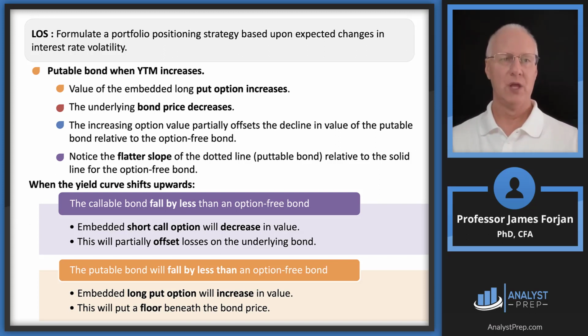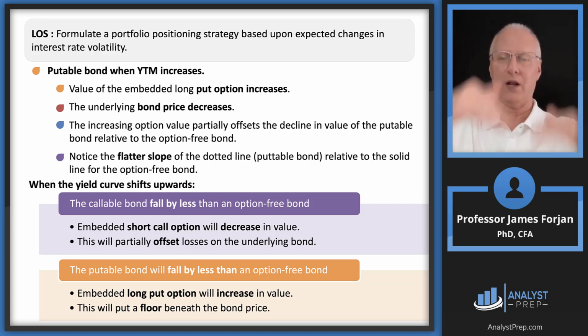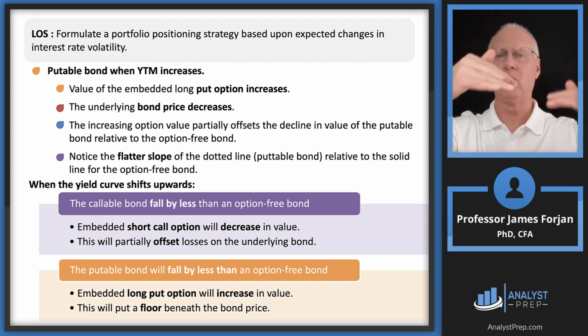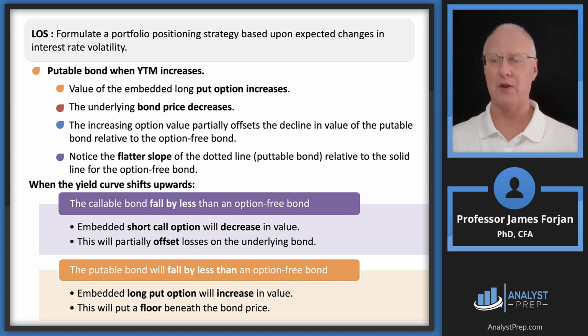So let's go back to the LOS and try to formulate this, right? When the yield curve shifts upward, that callable bond will fall by way less than an option-free bond. How about the puttable bond? The puttable bond will fall less than the option-free bond as well. So buying bonds with embedded options is part of this formulate a portfolio positioning strategy.